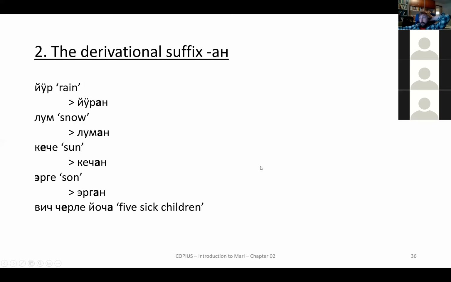And I could also have vich cherle yocha, 5 sick children, and I could have vich cherle yochan, like having 5 sick children. So it's good to know that this suffix can be attached to whole phrases.